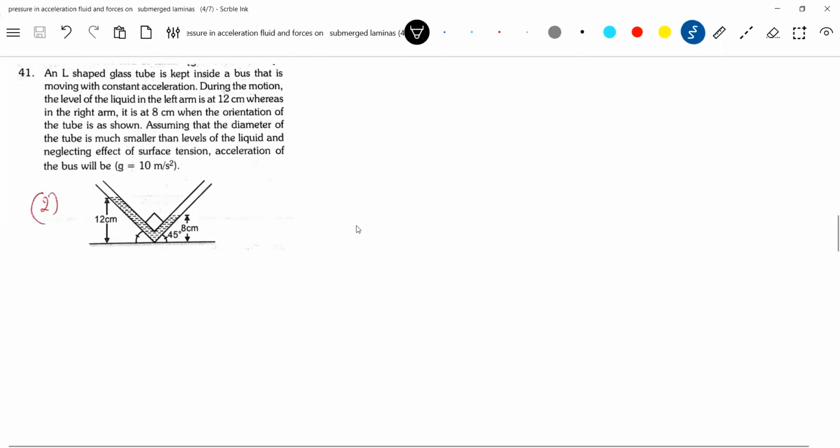There's a V-shaped tube. The area of cross-section of that will be negligible compared to length, it is telling. So, assuming that the diameter of the tube is much smaller than the levels of liquid and neglecting the effect of surface tension, the acceleration of the liquid will be... Now, where the level on the left limb is more than the right limb. These are also called as a limb.